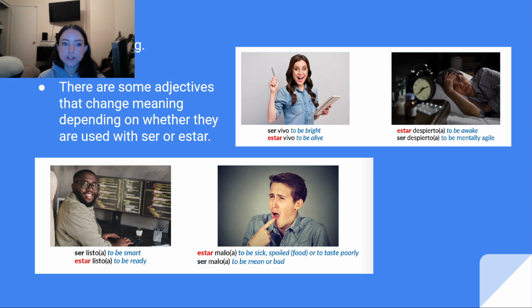There is some change in meaning. There are some adjectives that change meaning depending on whether they are used with ser or estar. Some examples are ser vivo, to be bright, but estar vivo means to be alive. Or estar despierto means to be awake, but ser despierto means to be mentally agile. Ser listo means to be smart, but estar listo means to be ready. Estar malo means to be sick, but ser malo means to be mean or bad.